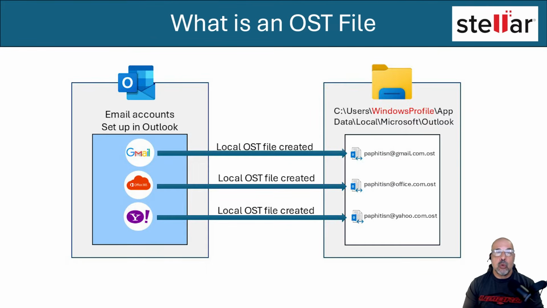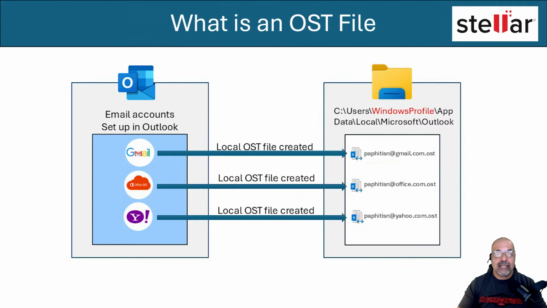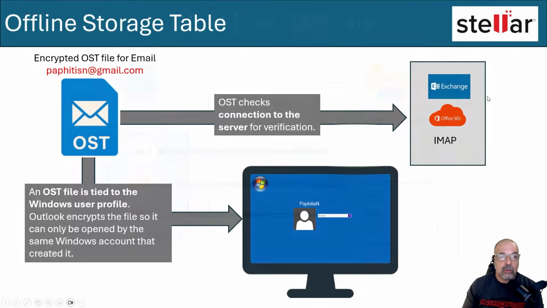Okay, so what is the purpose of the OST file? Well, if we add 3 email accounts to Microsoft Outlook, for each email account, an encrypted OST file is generated, and it's encrypted so that basically people can't access your emails and your calendars and so on unless some criteria is met. So let's go see what that criteria is. So first of all, OST stands for Offline Storage Table.